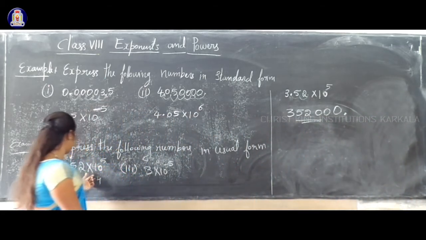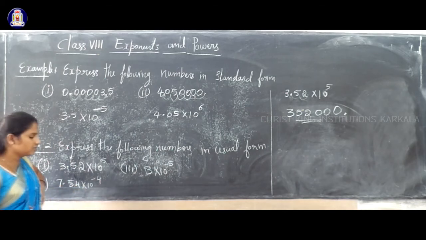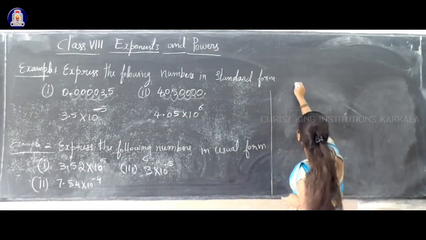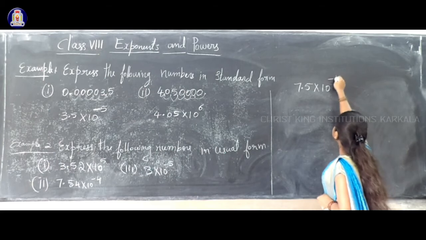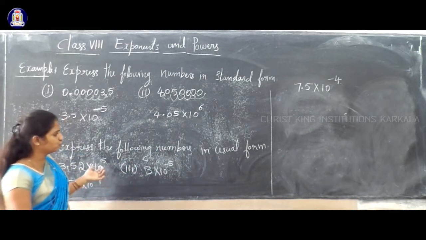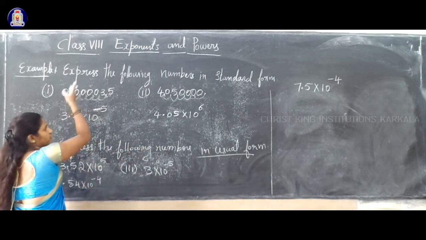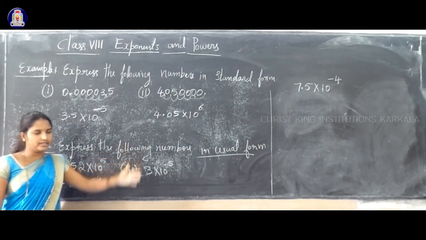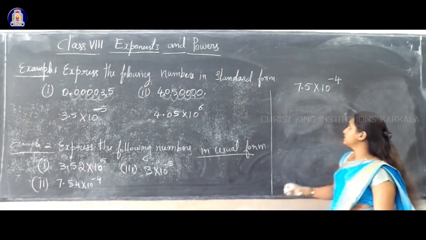Okay, we see the second question. The second example is 7.5 into 10 power minus 4. So now the given question is in standard form. You will write it in terms of the usual form. Write in the usual form. Clear? First we wrote in standard form. In the second example, the given question is in standard form. Write in usual form. Okay? The second example, 7.5 into 10 power minus 4.